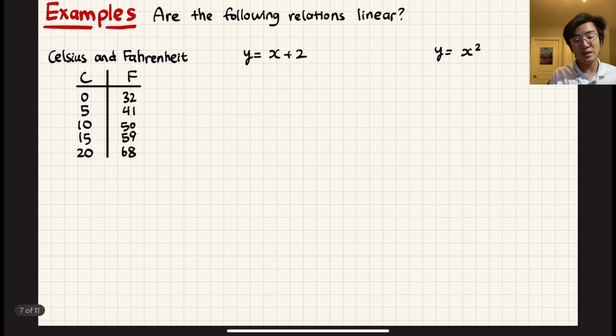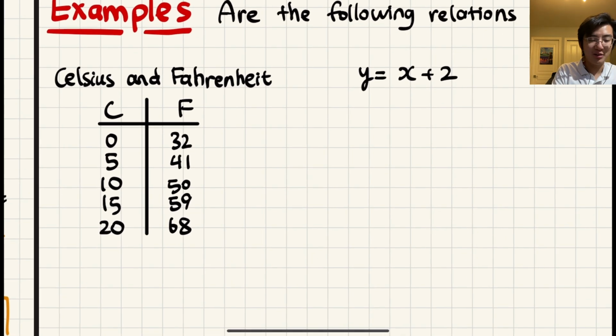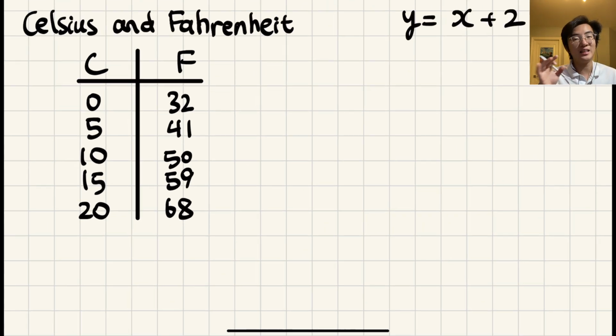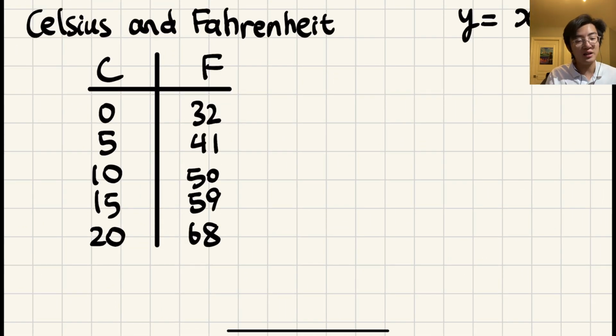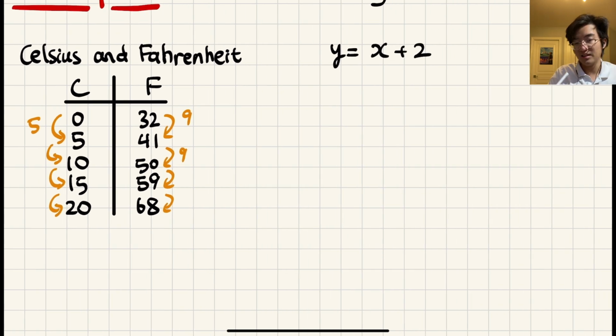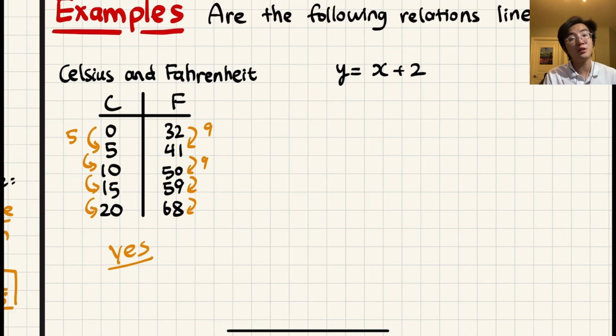Okay, so now let's try some examples here. Very simple question: are the following relations linear? Once again, a relation is linear as long as it increases at the same rate. So this is saying that 0 Celsius is 32 Fahrenheit, and 15 Celsius is 59 Fahrenheit. Each increase for the Celsius goes up by 5. Each increase on the Fahrenheit goes up by 9. So 41 to 50 is plus 9, that's plus 9, that's plus 9, which means this relationship is linear, because they're both going up at a constant rate.